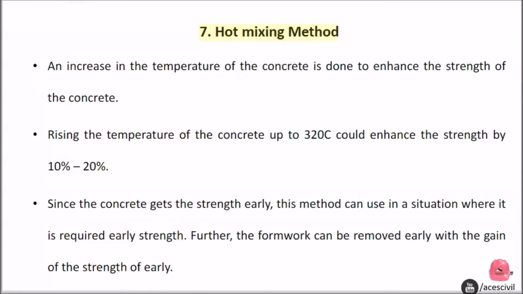7. Hot mixing method. An increase in the temperature of the concrete is done to enhance the strength of the concrete. Raising the temperature of the concrete up to 32 degrees could enhance the strength by 10 to 20%. Since the concrete gets strength early, this method can be used in situations where early strength is required. Further, the formwork can be removed early with the early gain of strength.